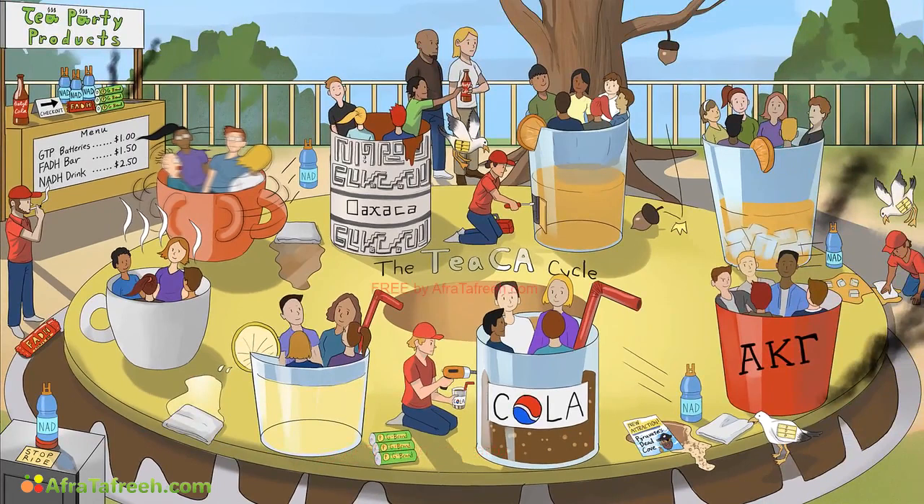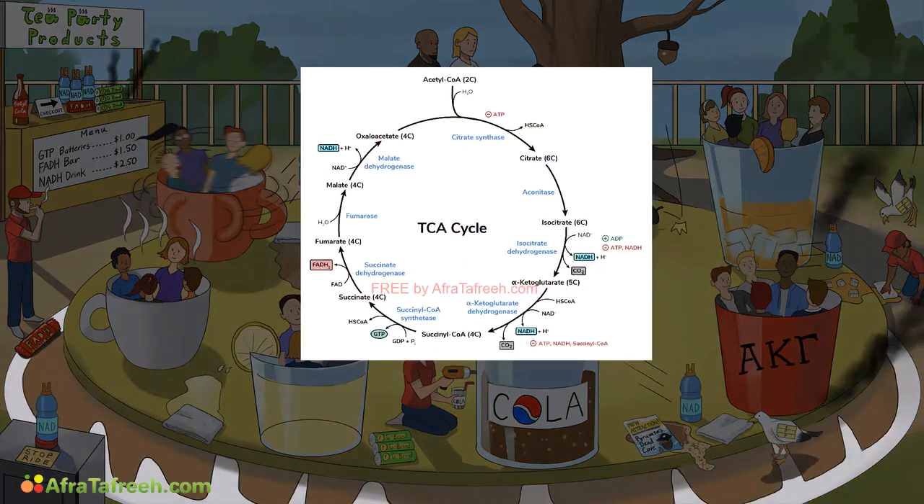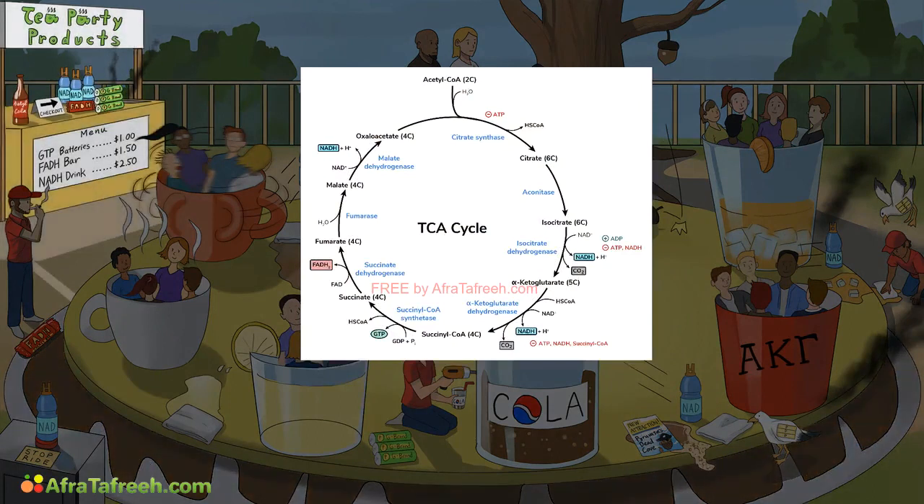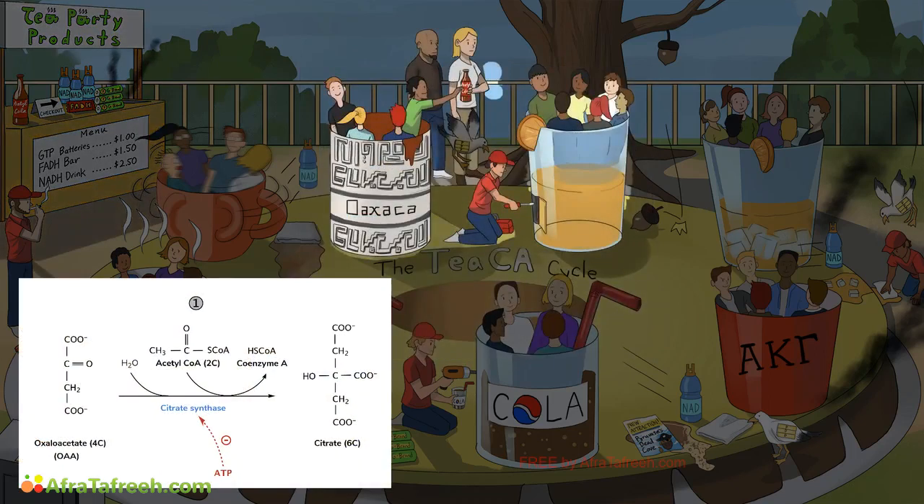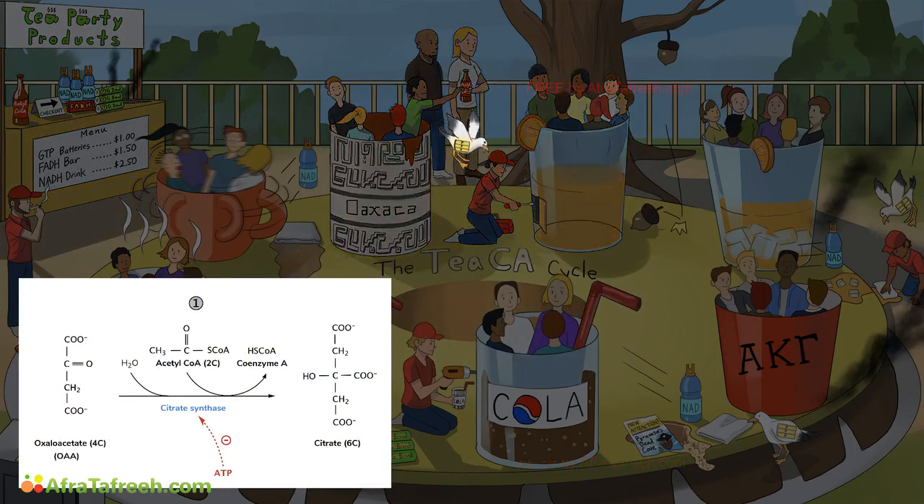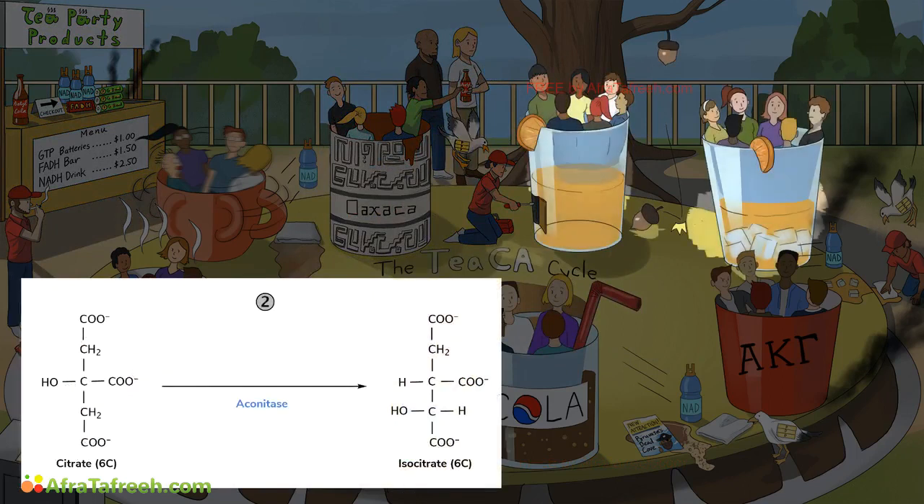Well, don't worry, because I'll quickly recap what we just talked about. The TCA cycle is a series of chemical reactions that take place in the mitochondria and are necessary for aerobic metabolism. The TCA cycle produces 3 NADH, 1 FADH2, and 1 GTP, or ATP, for every 1 acetyl-CoA. We started with 2 acetyl-CoA, which combines with oxaloacetate to make citrate via citrate synthase. ATP inhibits citrate synthase. Next, aconitase isomerizes citrate into isocitrate.